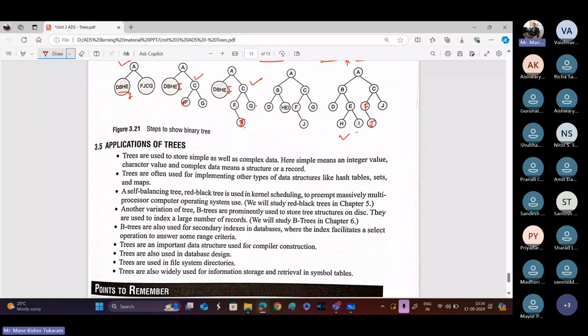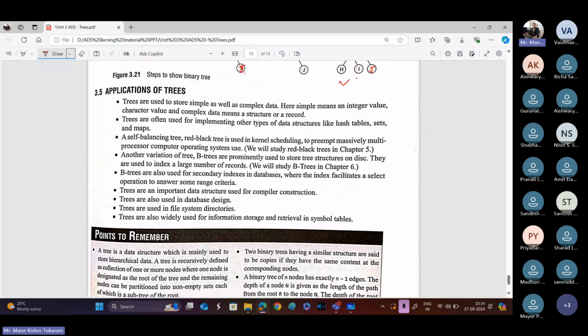So these are related to the binary tree. So these are the applications where we can use the tree. A tree can be used to store complex data. Okay, so this is the first application. Then we can often implement data structures like hash tables, sets, and maps with the help of a tree. Again, we can create the self-balancing tree or red-black tree, which is in our syllabus in the next two chapters.